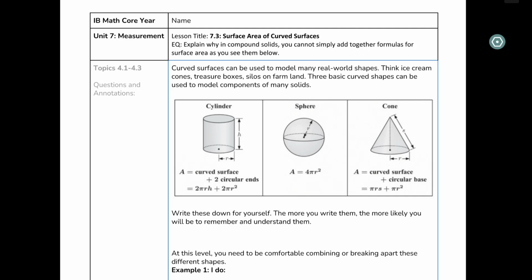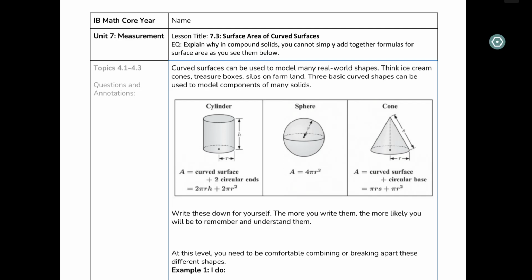Now, curved surfaces can be used to model many real-world shapes. You want to think about things like ice cream cones. Well, that's made up of a hemisphere on top for the ice cream and then a cone at the bottom. You're putting together those two shapes. You also have treasure boxes, like a rectangular prism and then half of a cylinder to represent the top of it. Silos on a farmland: we've got a cylinder that reaches up very tall, with the very top of it being a dome or a hemisphere.